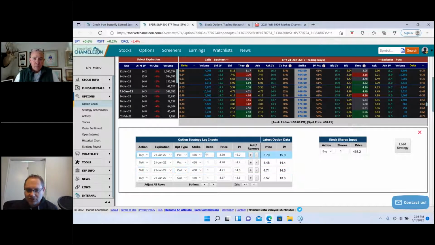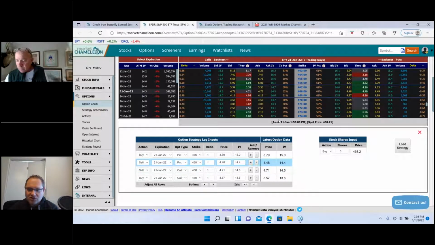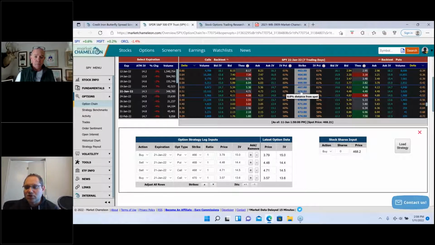So let's take a look at this one. You can see the middle part we're selling right now. This is SPY, and the spot price at the money is around $468. What it picked was selling the 471 call and selling the 448 put. So now we're selling the straddle. Then it went out and bought the wings for protection.